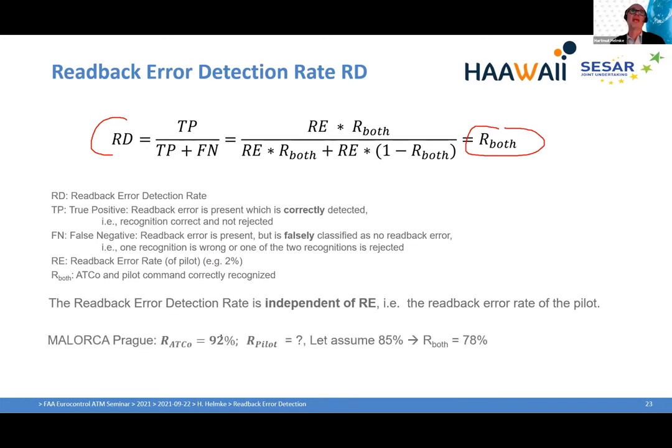If we look at some data with the formula, in the Mallorca project we had in the ops room on the ATCO side a recognition rate of a complete command of 92%, which is really, really good. We did not measure it for the pilot, but let's assume 85% for the pilot. Then our readback error detection rate with the data of the Mallorca project would be 78%.